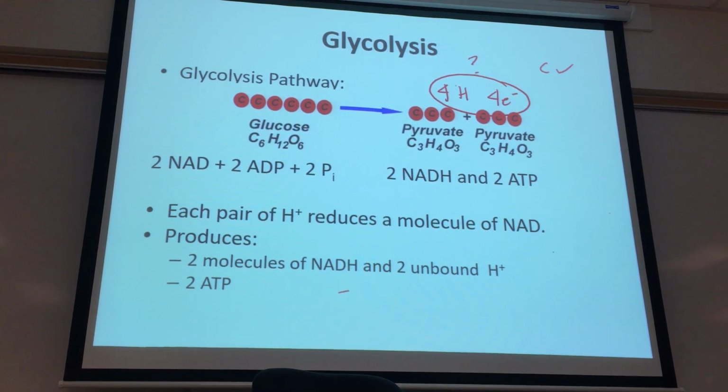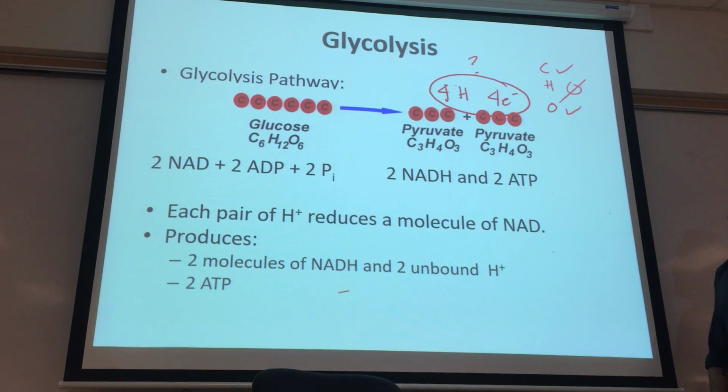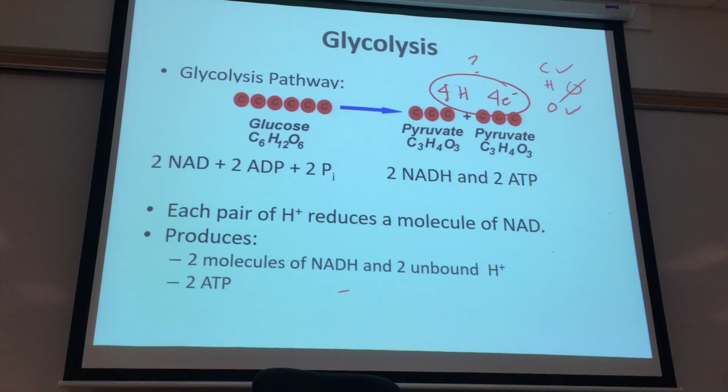NAD. And that's where our middleman comes in, because we can't just have electrons floating around. They've got to be carried by somebody. And that's where we first see our NAD. Our NAD comes in. Okay, so each NAD that comes in picks up a pair of hydrogen ions and a pair of electrons. So each NAD carries 2 electrons and 2 hydrogens.